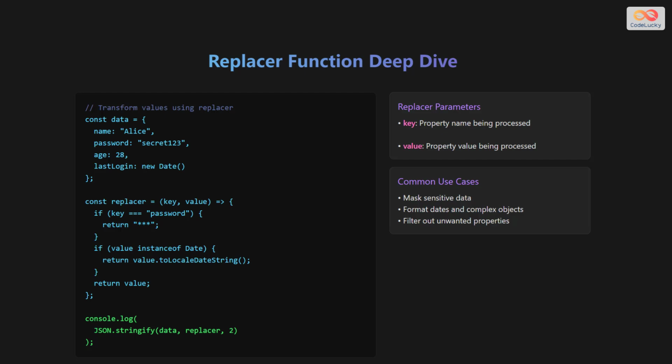In the example here, we have a user object with a password property. The replacer function is used to mask the password with asterisks and converts the date object to a local date string. The output shows that the password has been masked and the date has been formatted.